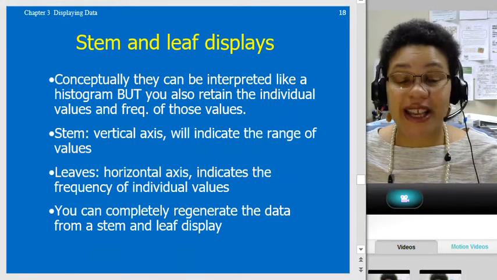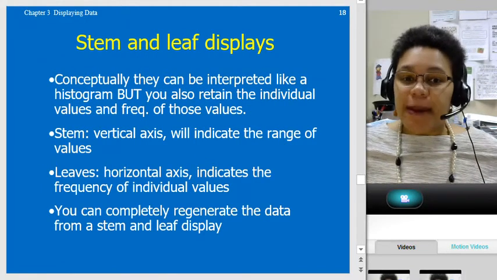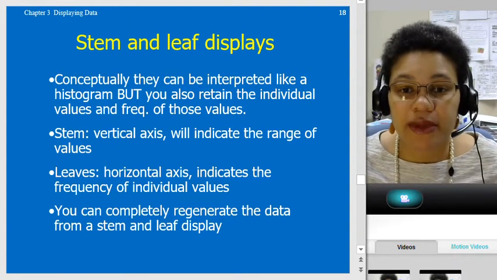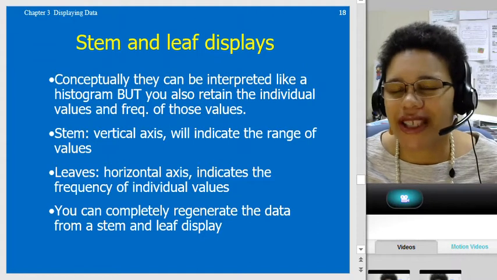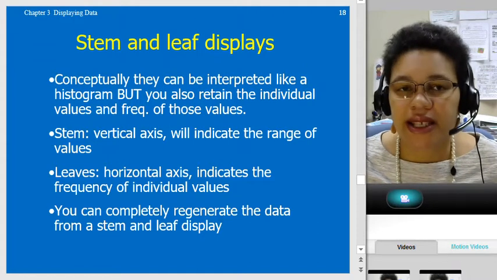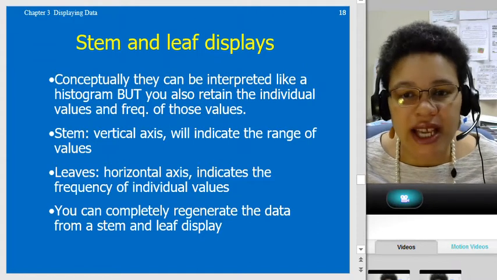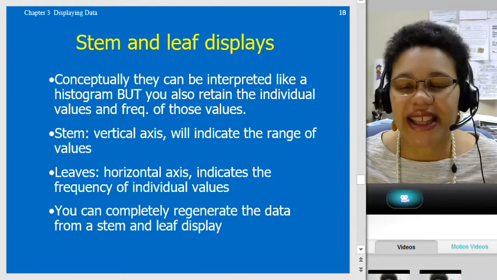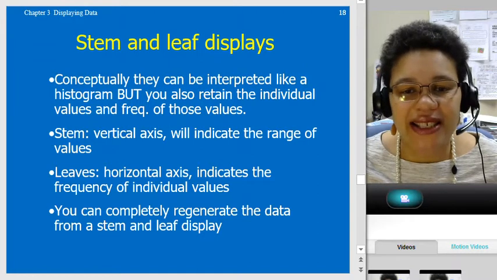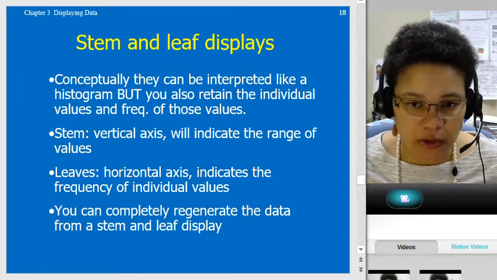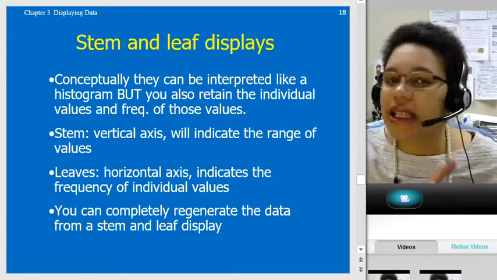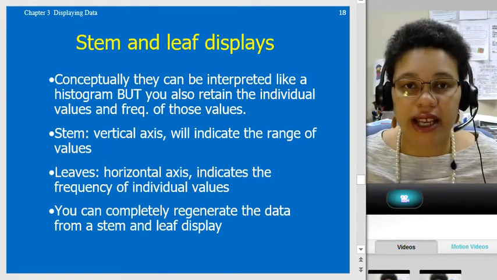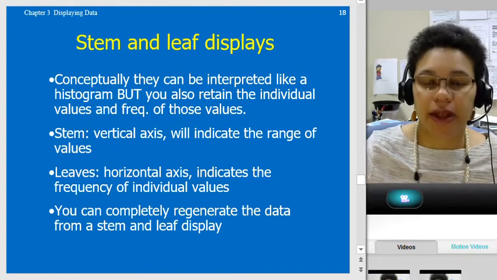Okay, let's talk about stem and leaf displays. Conceptually, stem and leaf displays can be interpreted like a histogram, but the cool thing about them is that you retain the individual values and the frequency of those values. The stem is put on a vertical axis, which indicates the range of values, and the leaves on our stem and leaf are on the horizontal axis, indicating the frequency of individual values. And you can completely regenerate the data from a stem and leaf display. You can get to the raw data from the stem and leaf, which you can't from a histogram.